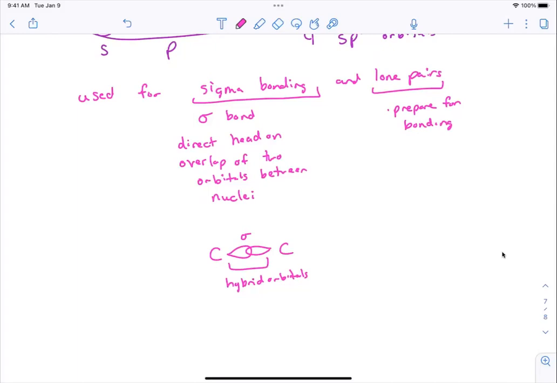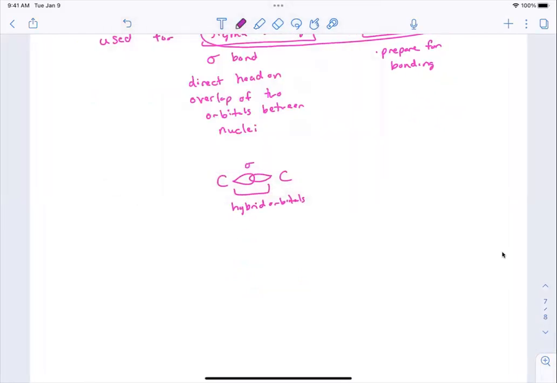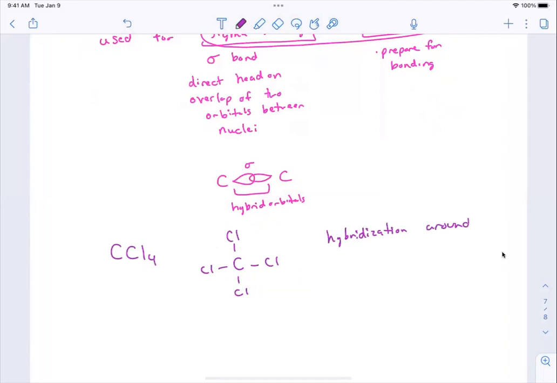So all of your hybrid orbitals are used for sigma bonding and any lone pairs on that atom in question. So if you want to figure out how many hybrid orbitals you need, you add up how many single sigma bonds there are and then how many lone pairs. So for example, let's say we have something like CCl4. The hybridization around C, okay?